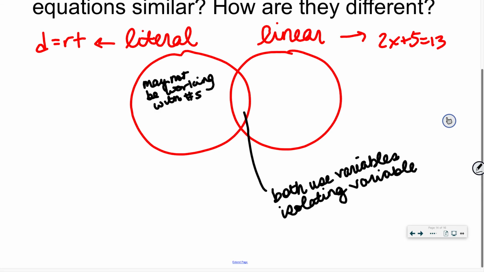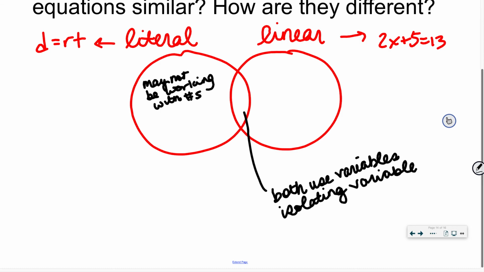Yeah, you may not be working with numbers. My Venn diagram is totally not right here, but we're just going over differences and similarities. In a literal equation, you may not be working with numbers. In a linear, you are working with numbers. Any other big differences or similarities that you can think of?